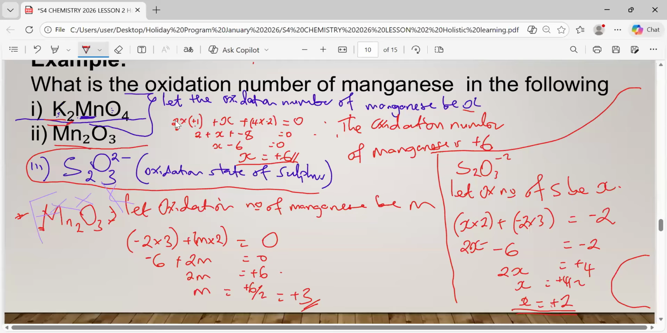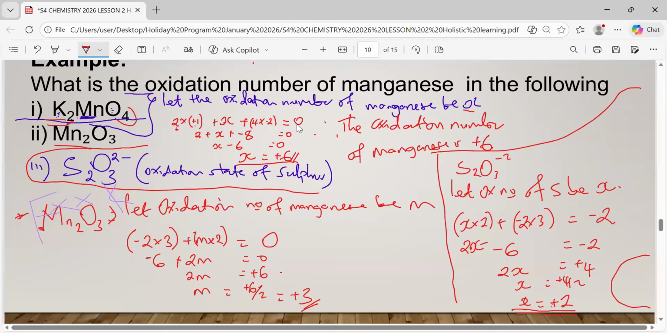Are we there? Now, we go to manganese. For manganese, we don't know its oxidation number. That's why we called it X. And because it is 1 atom of manganese, it remains as X. Then we go to oxygen. There are 4 atoms of oxygen in this compound, and the oxidation number of oxygen is -2, because for oxygen to become stable, it gains 2 electrons. So that's where the -2 is coming from.